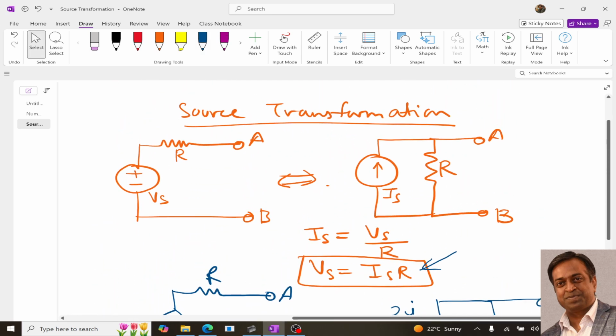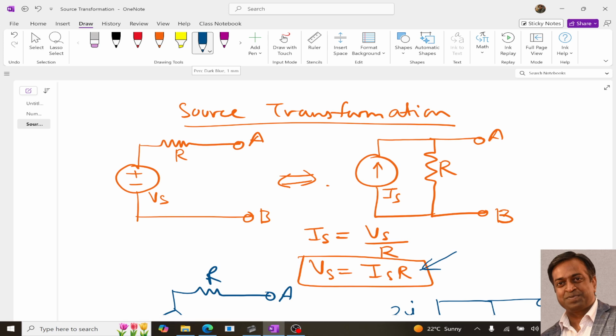Also keep note of one point: here the polarity of Vs is such that the current will be in the upward direction because the plus sign is at the top. So when we convert it into a current source, the direction of the current source should also be upward, so that the two directions align with each other. Similarly, if we are converting a current source into a voltage source, the polarity of the voltage source should be such that the current coming out of the voltage source aligns with the direction of the current source. If you do the opposite, everything will go wrong. So this is source transformation.